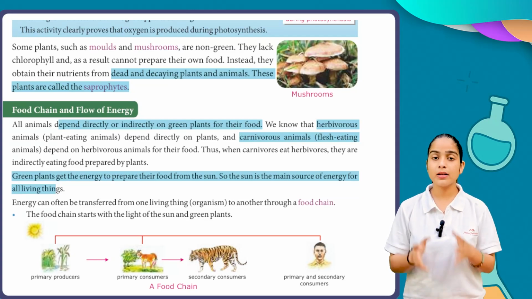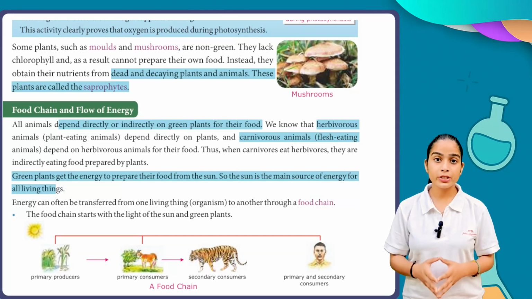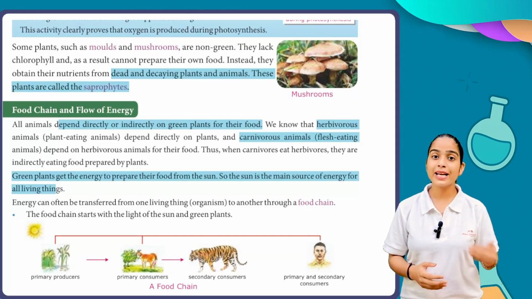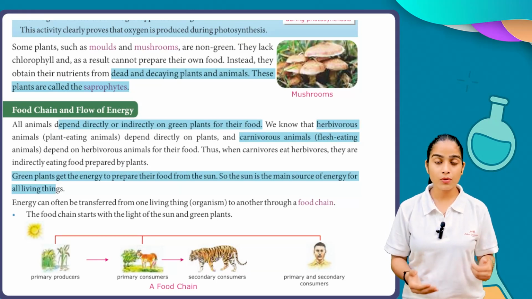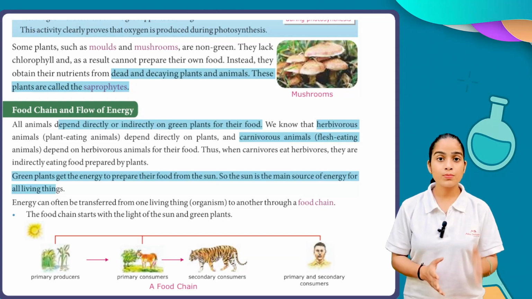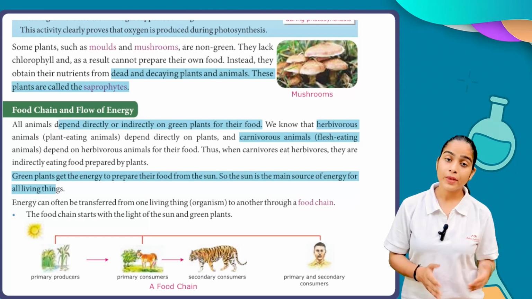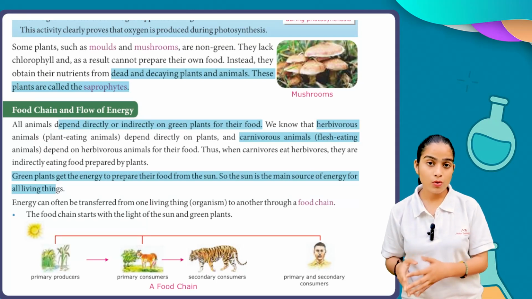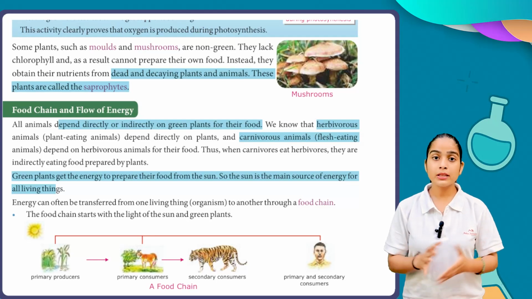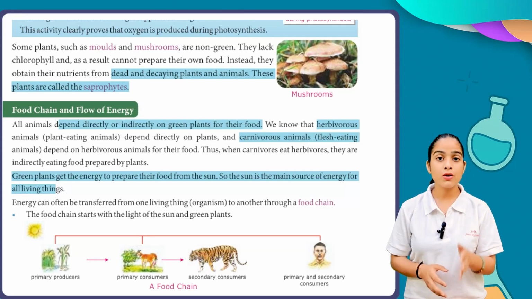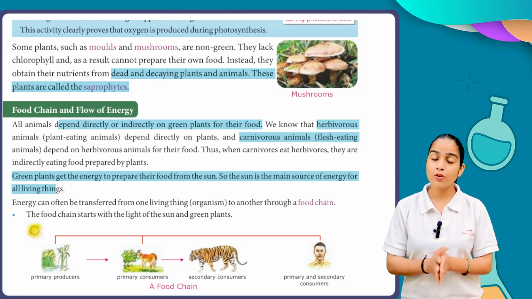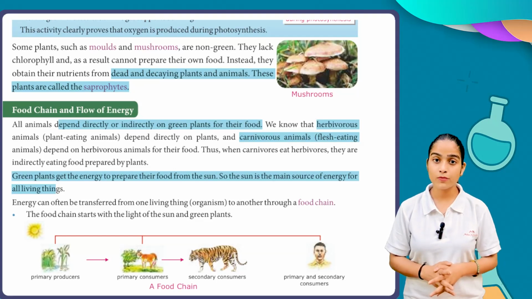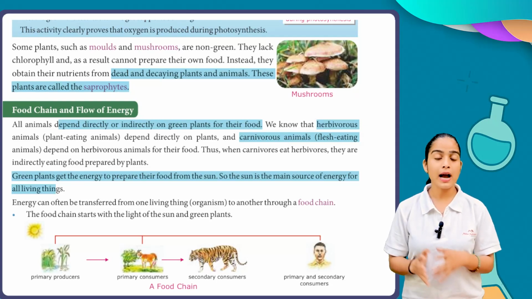So what we understand here is that chlorophyll is one of the main ingredients for the process of photosynthesis. If there is a lack of chlorophyll, or some plants do not have chlorophyll, it is self-understood that those plants are not able to make their own food. So they have to depend on other things. Molds and mushrooms are examples of saprophytes, depending upon decaying plants and dead animals for their food. Those plants that cannot make their own food are referred to as saprophytes.